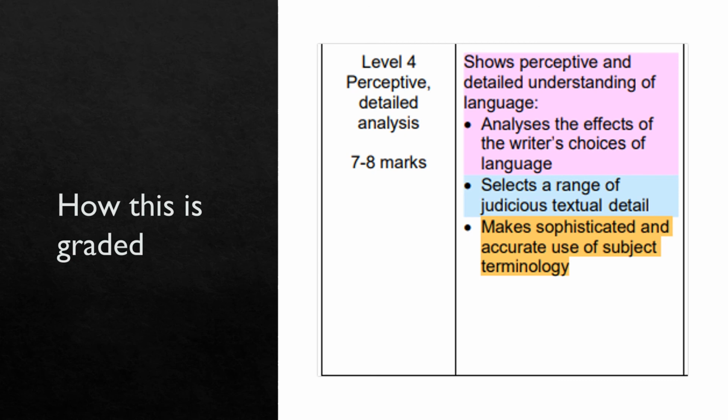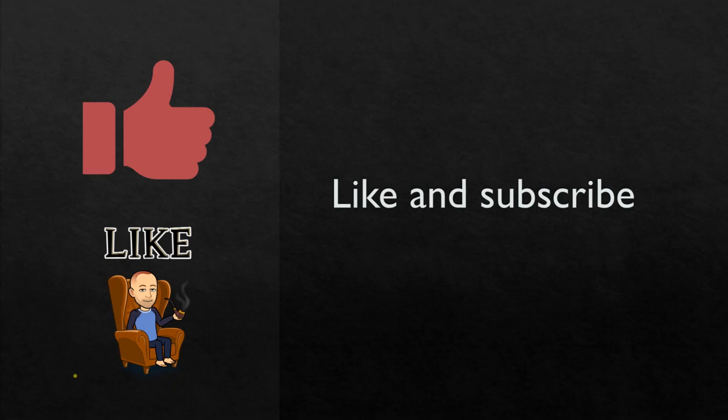And then the sophisticated and accurate use of subject terminology. That might be things like just getting the word classes right. Maybe talking about semantic field. That would be like how all the words kind of play together or create a certain kind of tone. Obviously, you need to get your language techniques terms right, but if you can explain it in very intelligent terms, in terms of English language, then your mark will be so much higher.